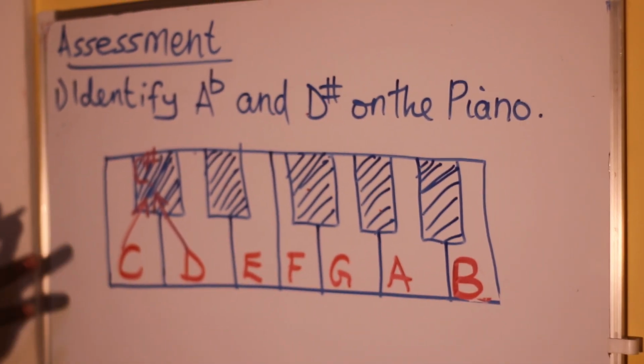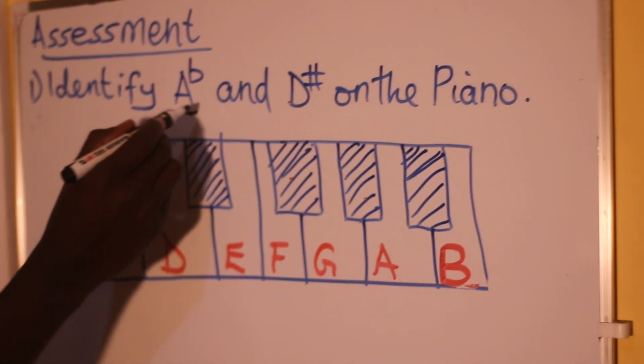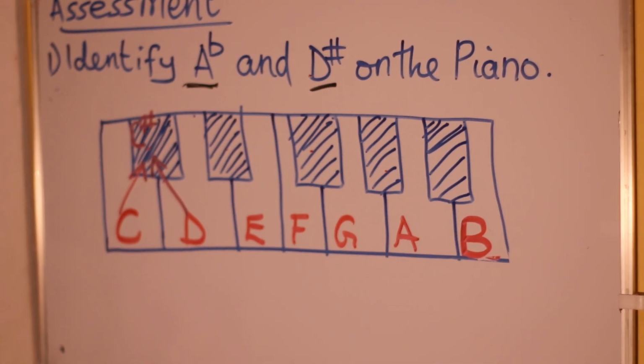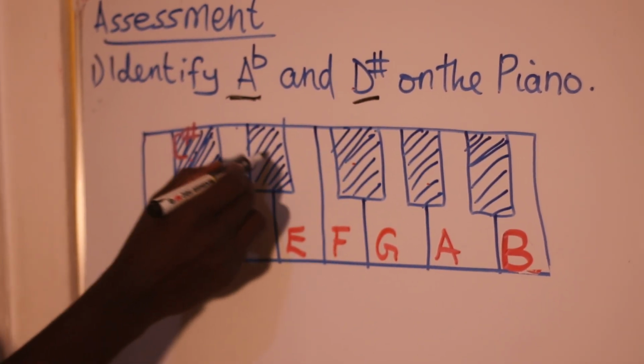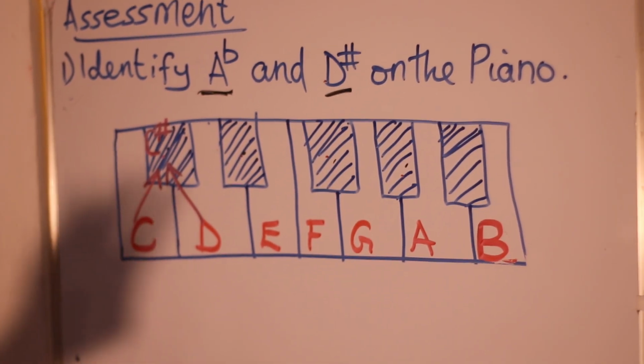Right, so look at this one, learners. For example, this question: identify B flat, A flat and D sharp on the piano or keyboard. So what do we do? First of all, come and identify the black keys. We say the black keys have two notes, and these notes are flats and sharps.